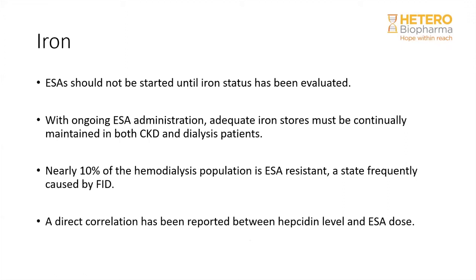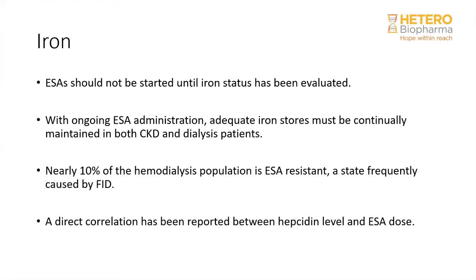A couple of slides on the role of iron. Not much detail because it is itself a talk. So if someone is on an EPO, you need to make sure that you evaluate their iron status at least 3 monthly. That's because with the use of EPO, the utilization of iron is more robust. ESA should not be started until iron status has been evaluated. With ongoing ESA administration, adequate iron stores must be continuously maintained in both CKD and dialysis patients. This is mainly because with more EPO, the iron gets utilized in red cell production, and that's the reason it needs to be continuously replenished.